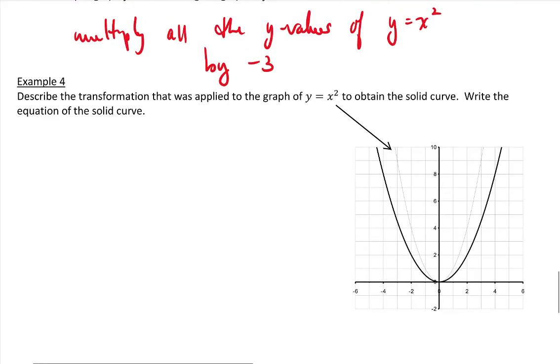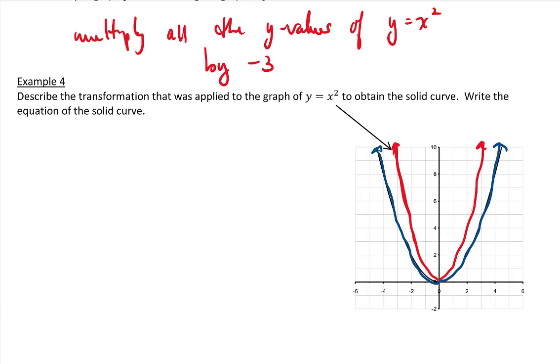Example 4. Describe the transformation that was applied to the graph of y equals x squared to obtain the solid curve. So we're saying that y equals x squared. Hopefully you can see it as this graph right here. So how did I get this graph right here? What could I do? Am I going to stretch or am I going to compress? So since the blue graph is wider, we're going to compress the red graph to get the blue graph. But we need to know by how much.